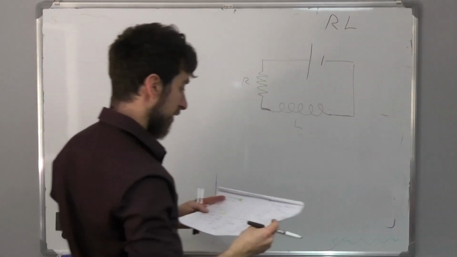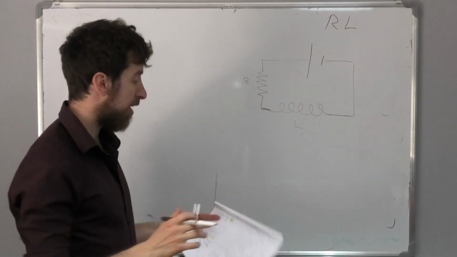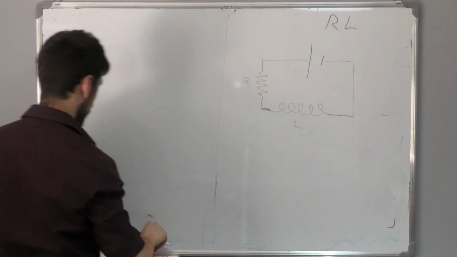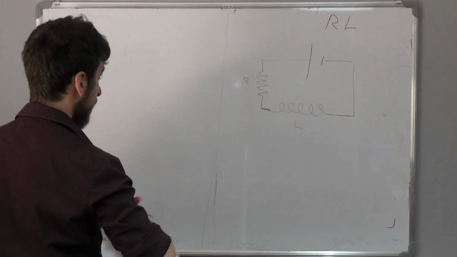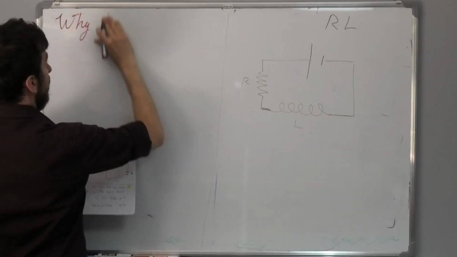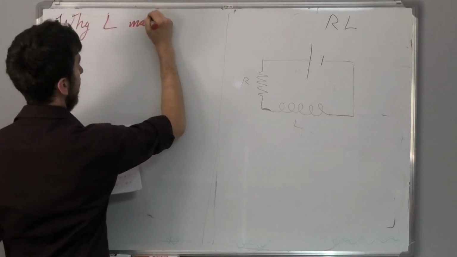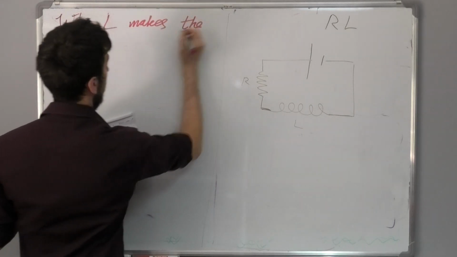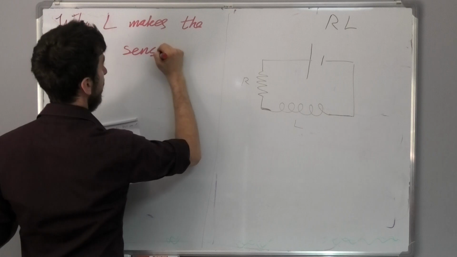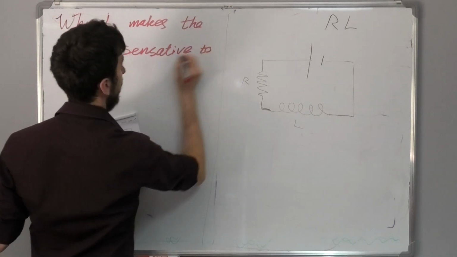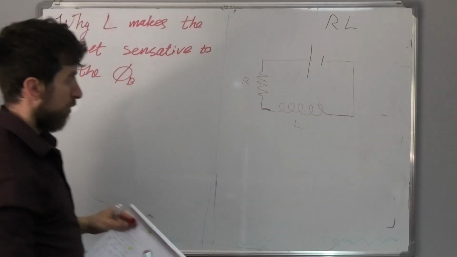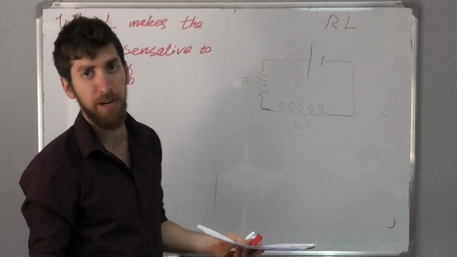And the first question I want to ask you is why inductors L make the circuit sensitive to the magnetic flux, which is phi. Okay, so if it was not there, we can neglect the phenomena of magnetic flux.